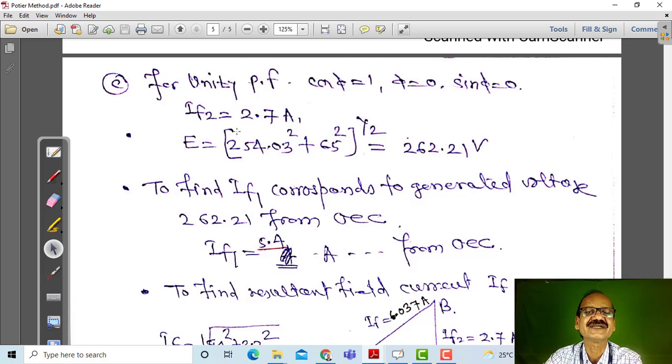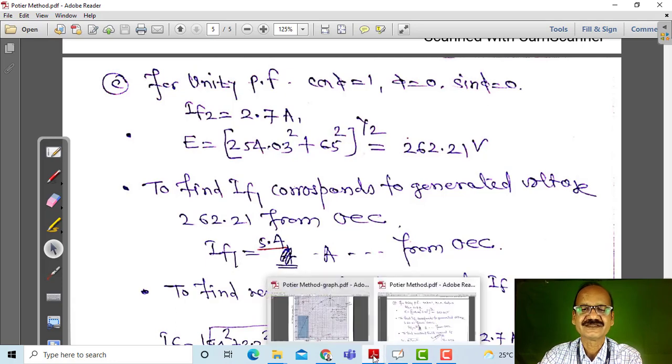Before that we have to find IF1 also. So for IF1, we have to obtain E. IF2 is known to us, 2.7 ampere, and for the unity power factor, E equals the square root of VPH square plus IXL square. This is 267.21, and corresponding to this voltage E, find IF1. For the generated voltage 262.27, from the OCC it has been observed that IF1 equals 5.4 ampere.